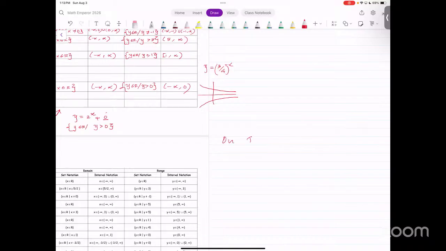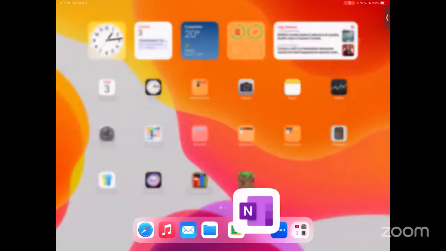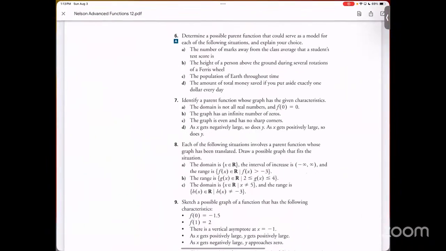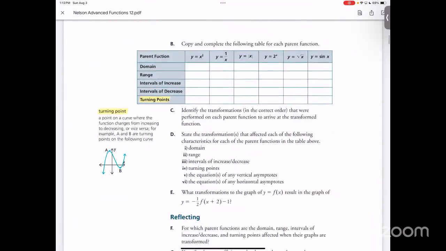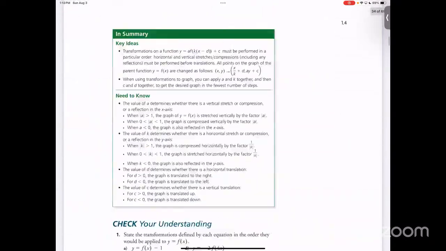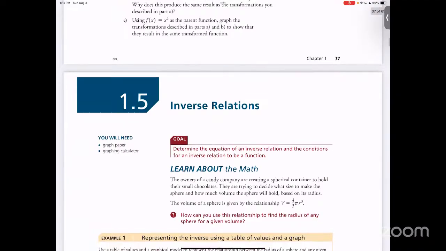On the textbook, 1.1, 1.2, 1.3. Did I talk about 1.4? Yes, I did talk about 1.4. After that, you see the mid-chapter review. Following the mid-chapter review in the textbook, actually we talk about sketching and graphing of the function. That is what I'm talking about, 1.3. Then we're going to dive into inverse relation.